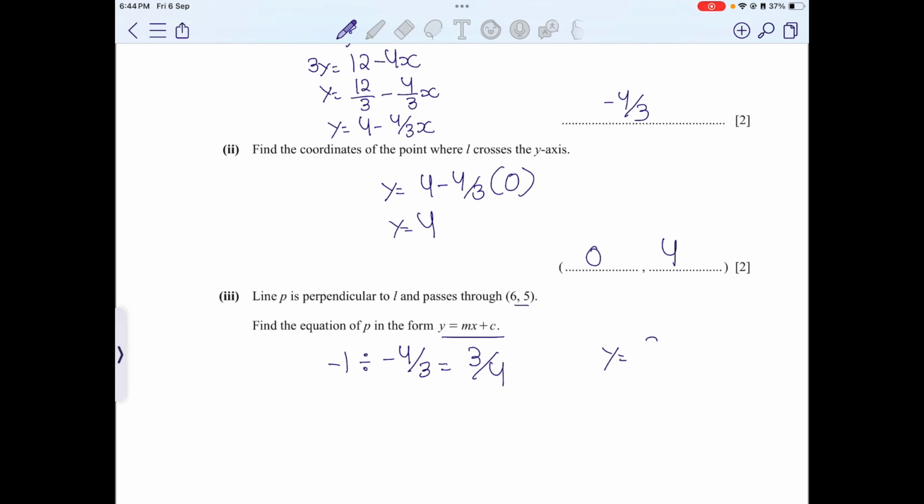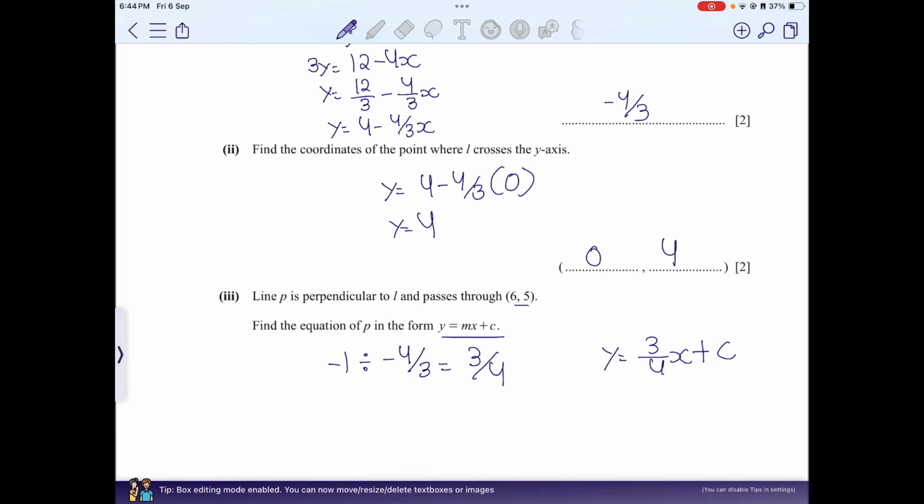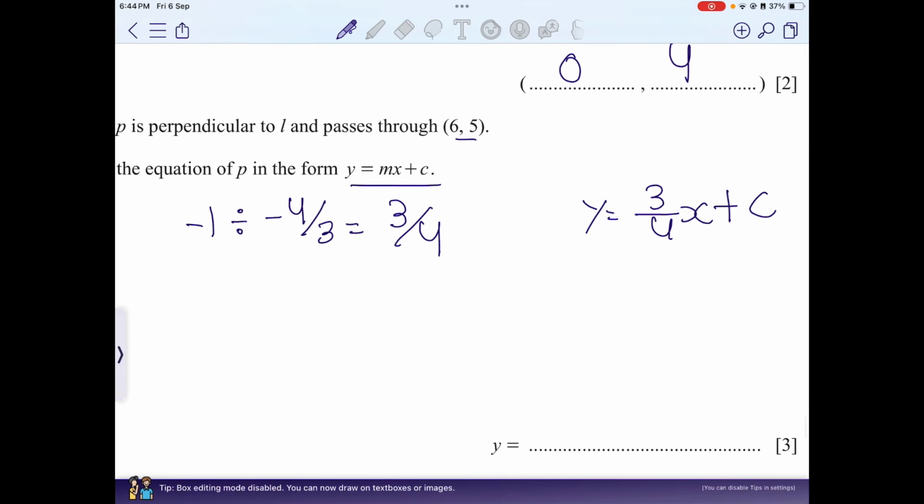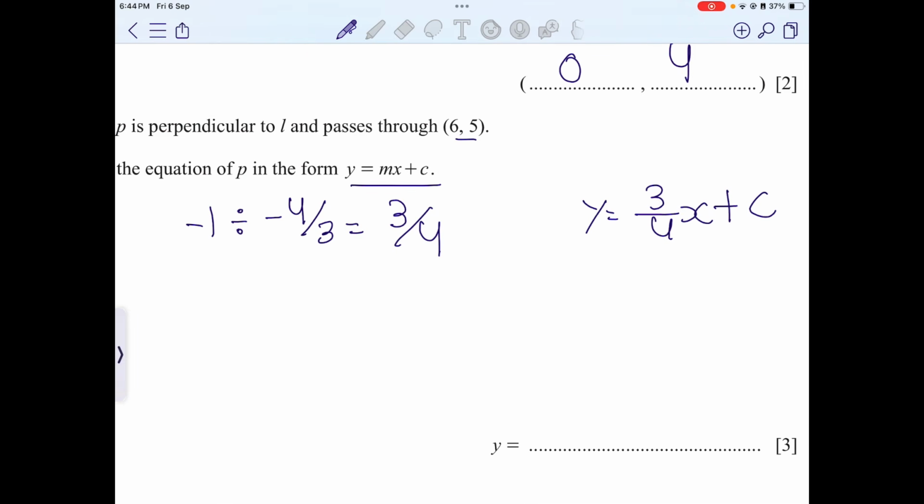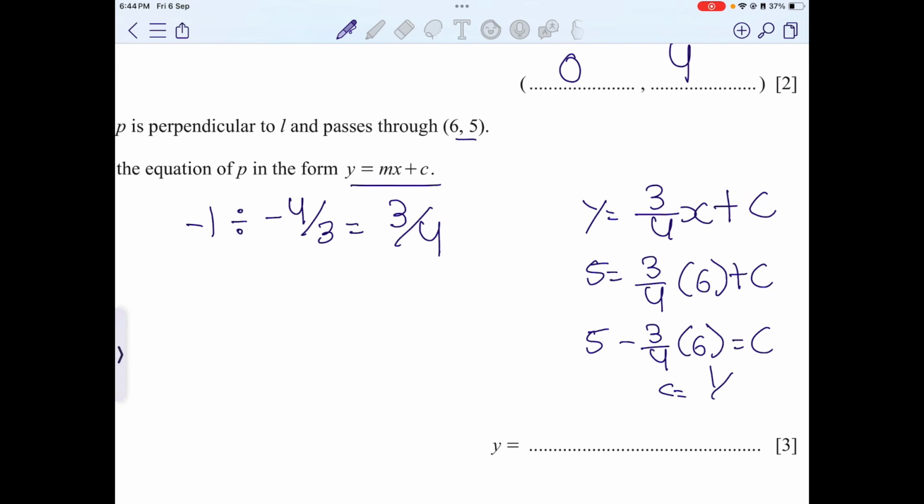So y equals, we have found, 3 by 4 x plus c. We still don't know what c is, but it says it passes through (6, 5). So we can say that when x is 6, y is 5. So basically 5 equals 3 by 4 times 6 plus c. Now to find c, you can simply take the whole thing to the other side. You can solve it first as well, but you will get c. So 5 minus 3 by 4 times 6. So c is basically equal to half. So the equation is 3 by 4 x, the gradient, plus half. And as you can see, this is in the same form as well.